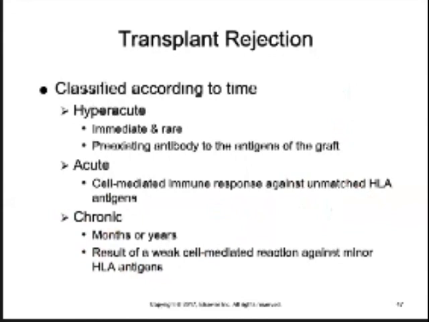Transplant rejection is classed according to time. Hyperacute is usually immediate and rare, with pre-existing antibody to the antigens in the graft. Acute is cell-mediated immunity against unmatched HLA antigen. And again, we would expect this to happen. And chronic is months or years and the result of a weak cell-mediated reaction against minor HLA antigens.